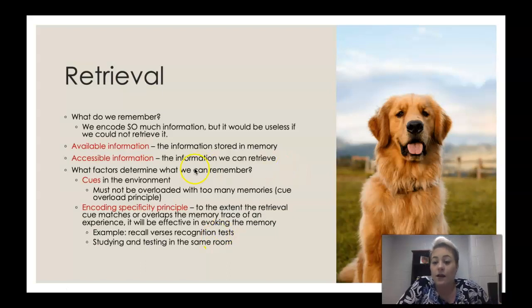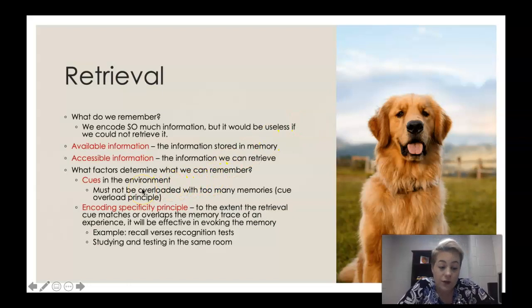So, our available information is the information stored in our memory. That's all the information you could ever have. Your accessible information is exactly what it says. What's accessible? What can we retrieve and grab out? And that's going to be based on cues in our environment. So maybe we're talking about the memory storage process: encoding, storage, retrieval. Well, maybe you're just going to remember retrieval a little better because I gave you this visual cue of a retriever. And he's a cute, good boy, I'll be honest, right?